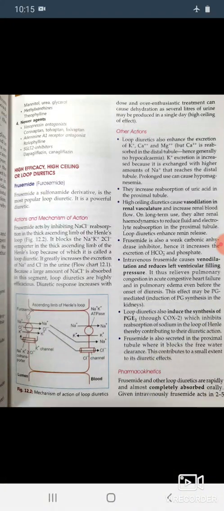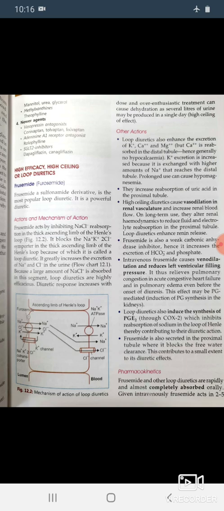Okay, so now we conclude and compile the mechanism of loop diuretics. There are a total of 4 mechanisms. The first major mechanism is that they inhibit NaCl reabsorption from the thick ascending limb of the loop of Henle by inhibition of the sodium potassium 2 chloride symporter. And that is a major mechanism because 90% of the NaCl is absorbed from this site.